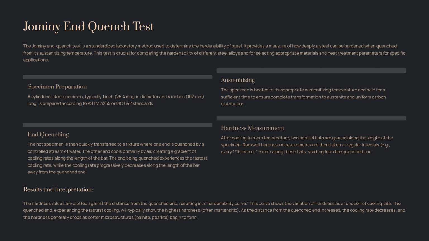End quenching. The hot specimen is then quickly transferred to a fixture where one end is quenched by a controlled stream of water. The other end cools primarily by air, creating a gradient of cooling rates along the length of the bar. The end being quenched experiences the fastest cooling rate, while the cooling rate progressively decreases along the length of the bar, away from the quenched end.